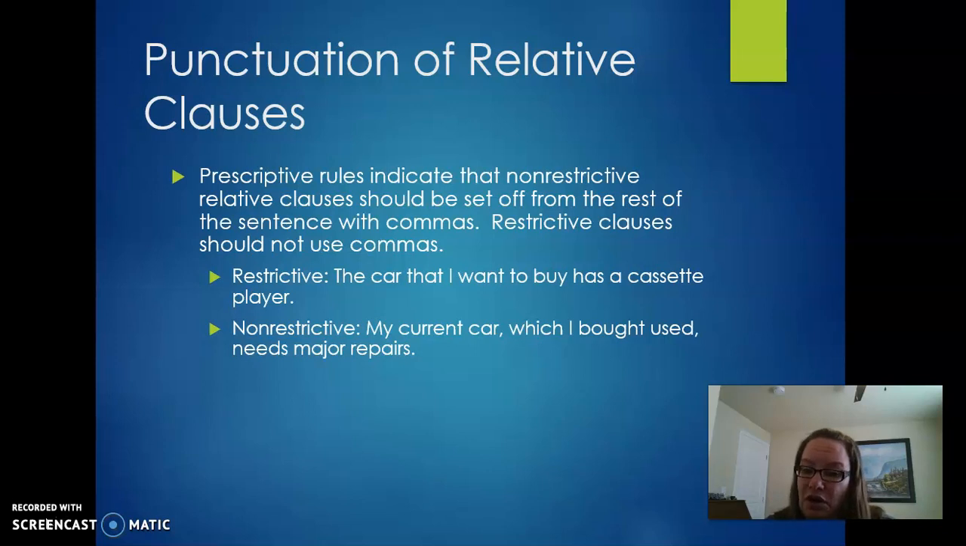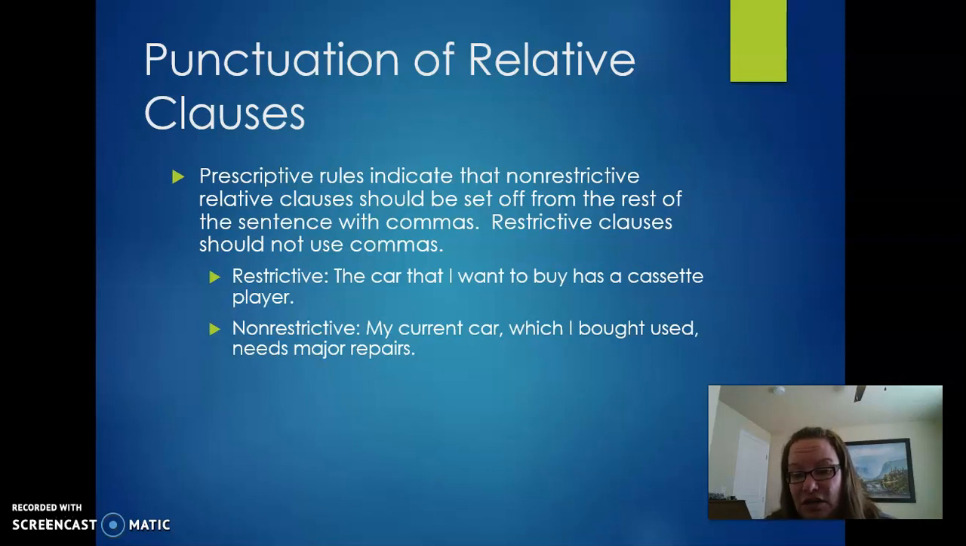So my current car, I just have one car that I'm talking about, and the information about buying it used is not information I need in order to determine which car I'm talking about, because I only have one current car. Okay. Partly made known by the fact that it's car and not cars.